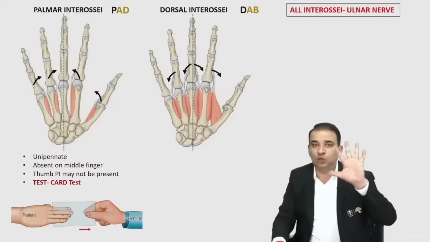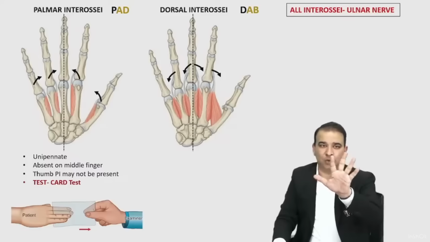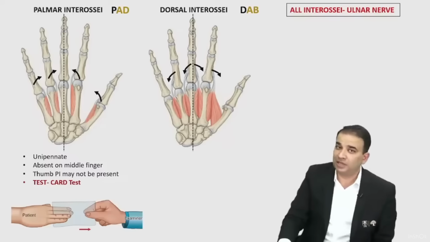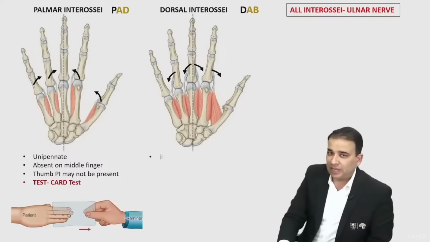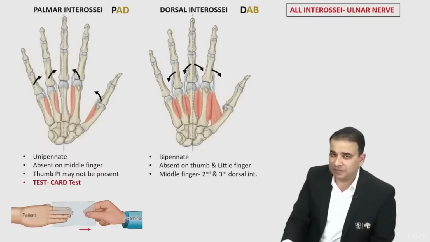Because both the movements of the middle finger, the deviation of the middle finger, whether toward the radial side or toward the ulnar side, are done by the dorsal interossei only. So guys, dorsal interossei are bipinnate. That's what we said: the thumb and little finger are devoid of dorsal interossei. There is no dorsal interossei on the thumb and little finger here. And we said the middle finger has two dorsal interossei, the second and third dorsal interossei are present on it.